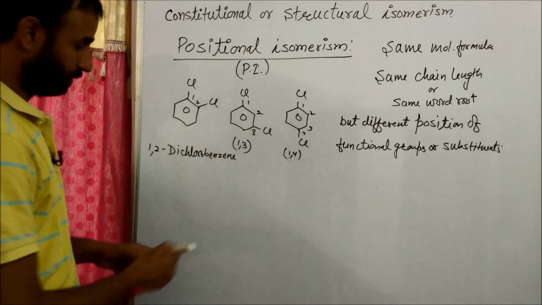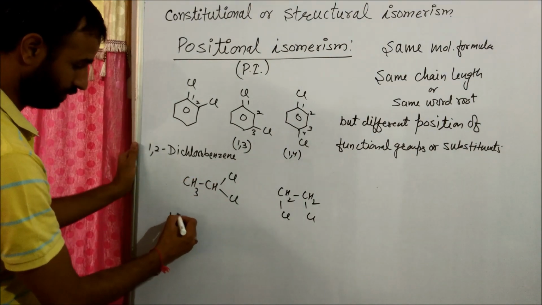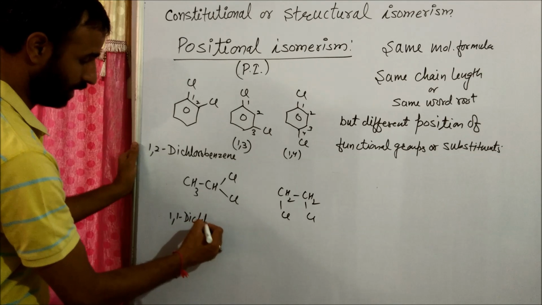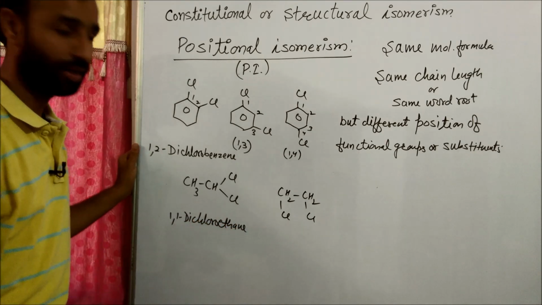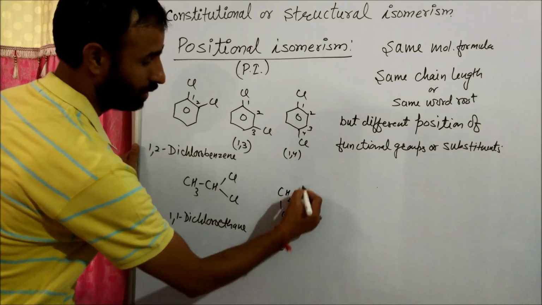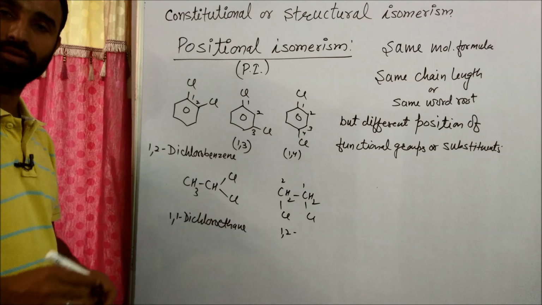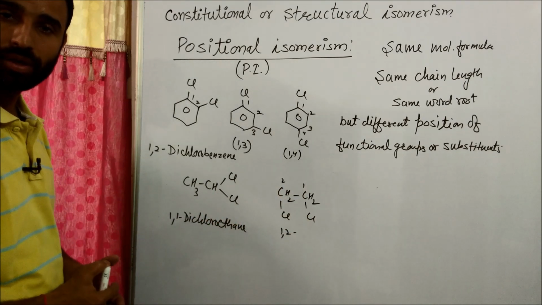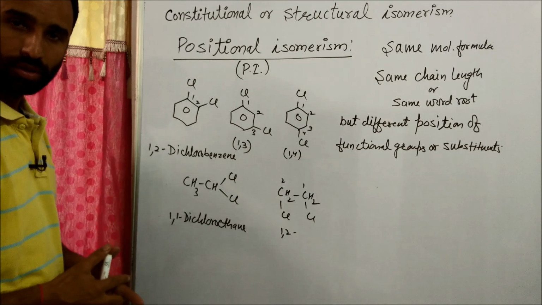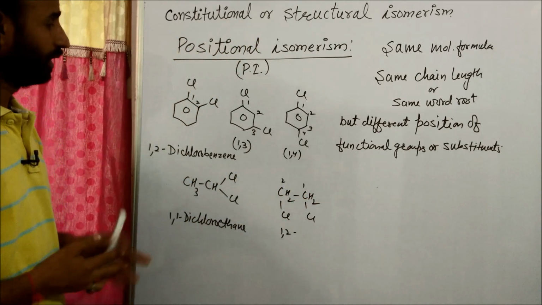One more example. This is 1,1-dichloroethane, and this is 1,2-dichloroethane. So they are again position isomers and studied under the heading of positional isomerism.